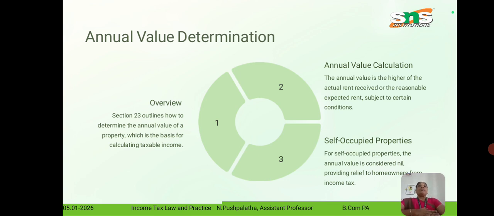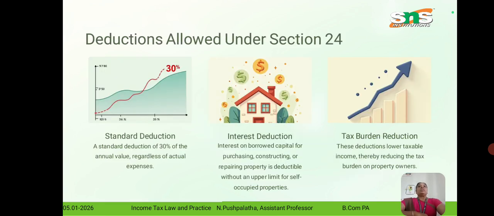There are many important points in house property. Rental income is taxed at slab rates, or as income from other sources. Properties used for own business are not taxable under this head. Municipal tax must also be paid to the municipal office. The deductions are allowed under section 24: standard deduction, interest deduction and tax burden deductions.